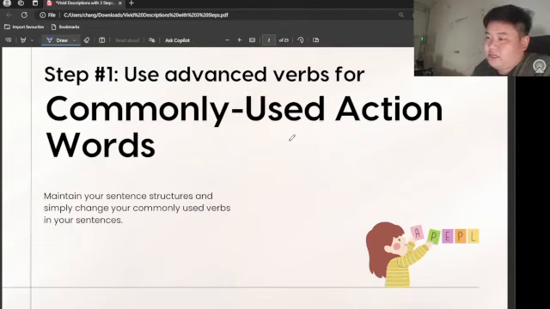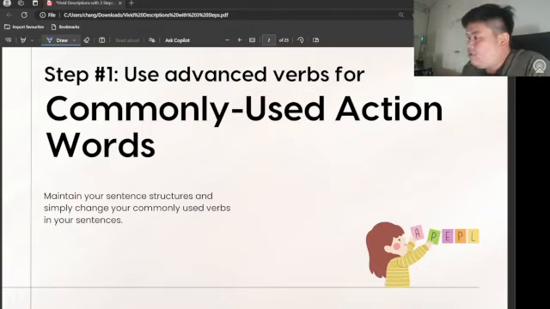Step 1: use advanced verbs for commonly used action words, i.e. commonly used verbs. What that means is that, let's say you're not ready to really take your writing to the next level in terms of varying your sentence structures or using more advanced techniques of description.